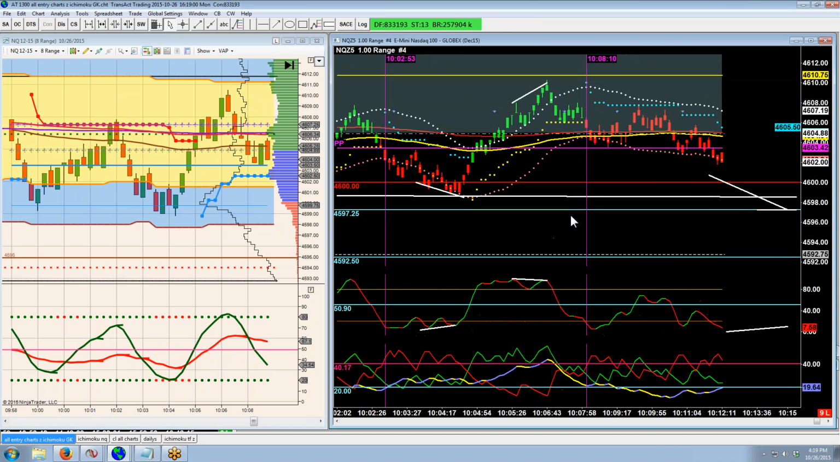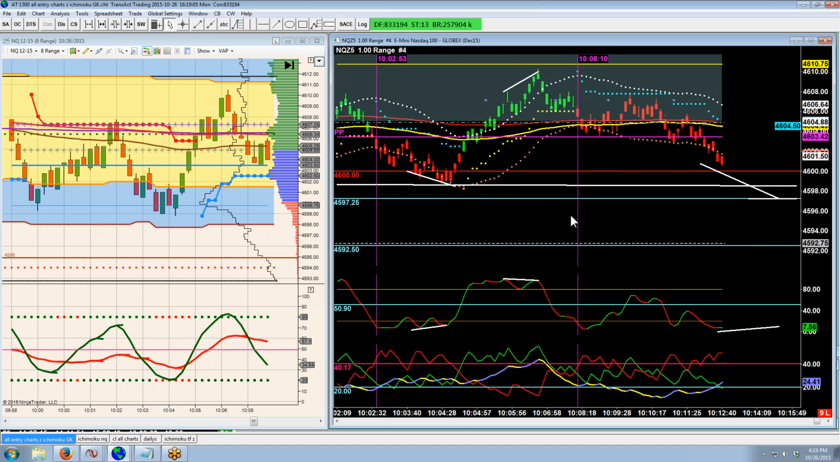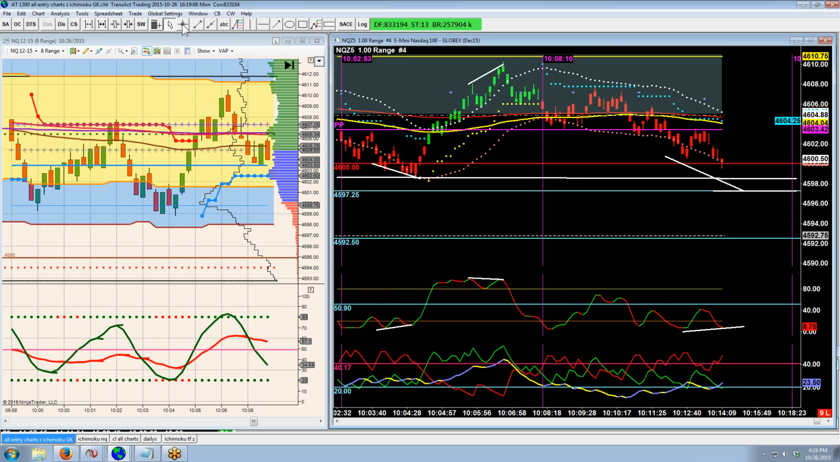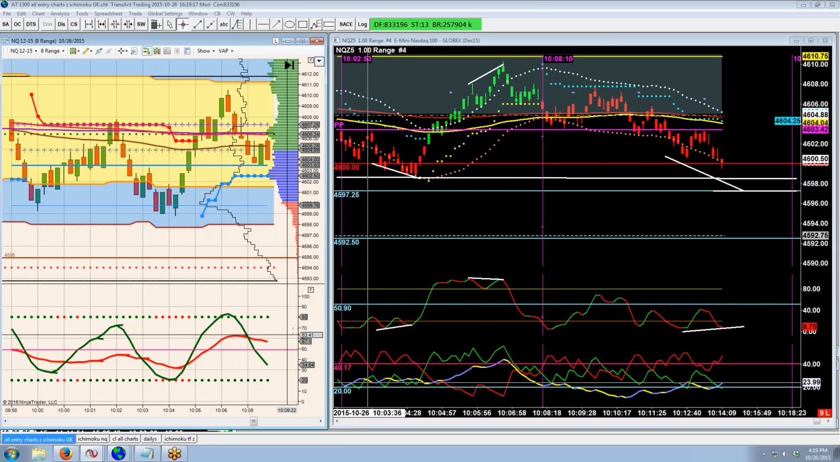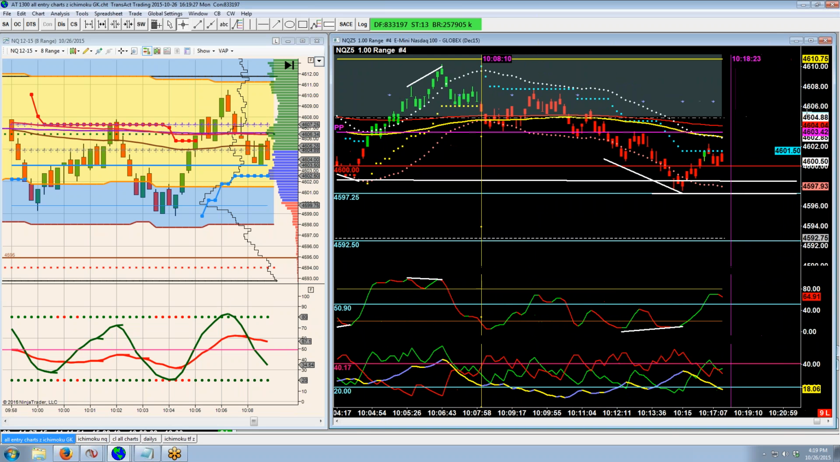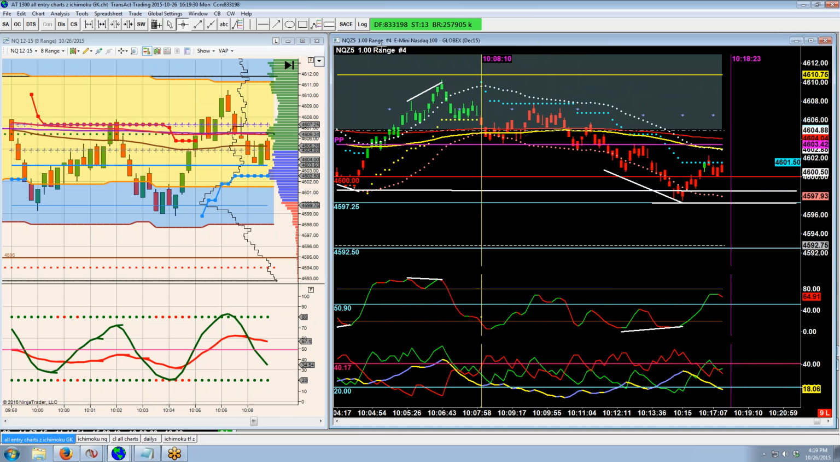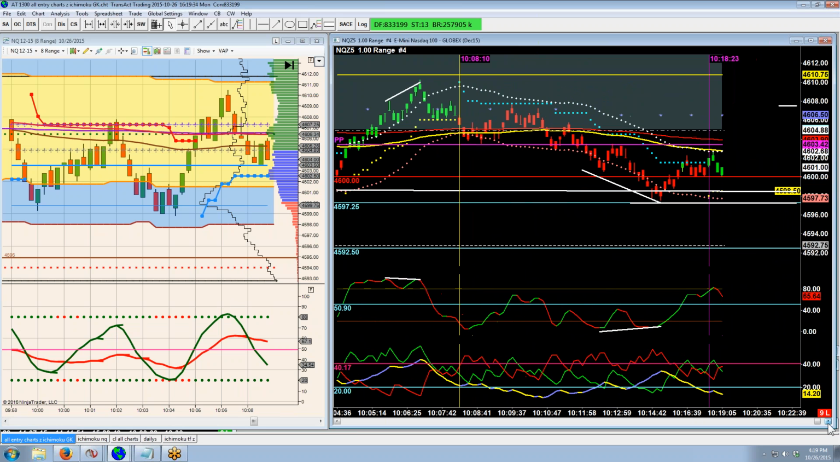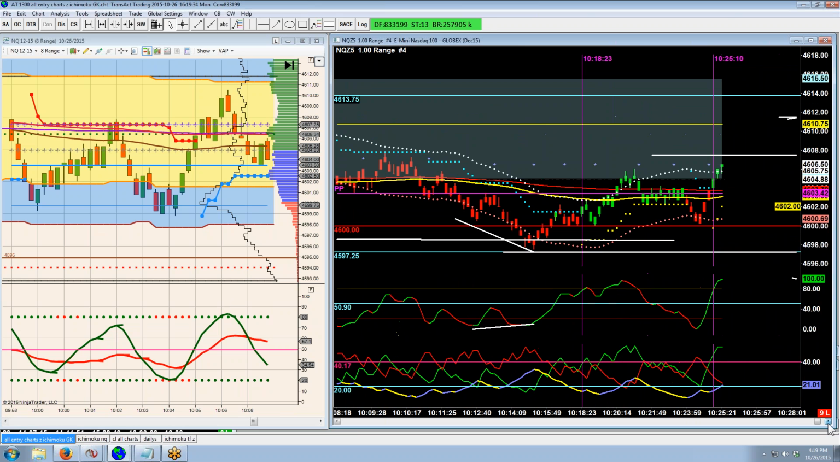Here's a short we took at 10:08. Actually, I don't think I took that one at 10:08. Let's see here. 10:08.10. No, did not agree on that one. So let's color that yellow. Now again, just like the buy off support, you could sell off resistance. Divergence to the downside, you could sell that and still have a way in. It's not the Slinky.